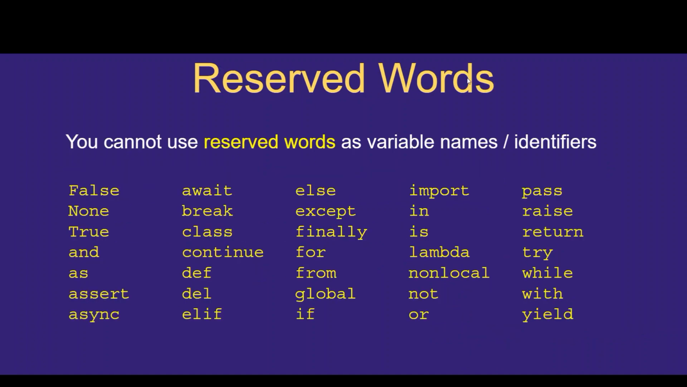Now the next is what? Reserved words. You cannot use reserved words as a variable name. Right? The last time, when we talked about identifiers, we talked about reserved words. So reserved words are like seats.